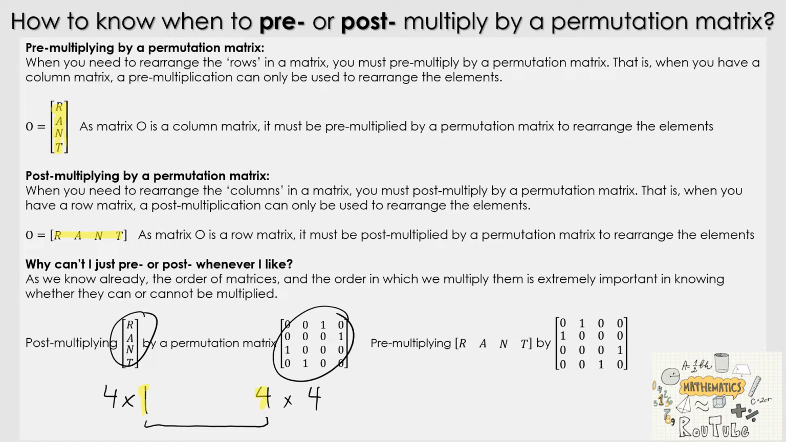So that means that you have to pre-multiply, which means the permutation matrix has to come first, and then those two middle values will be the same. And then we can also look over on the right hand side.